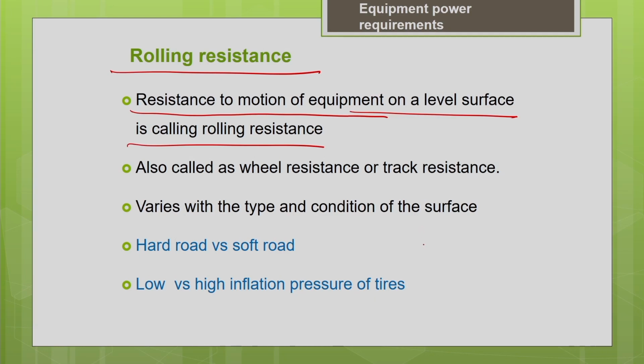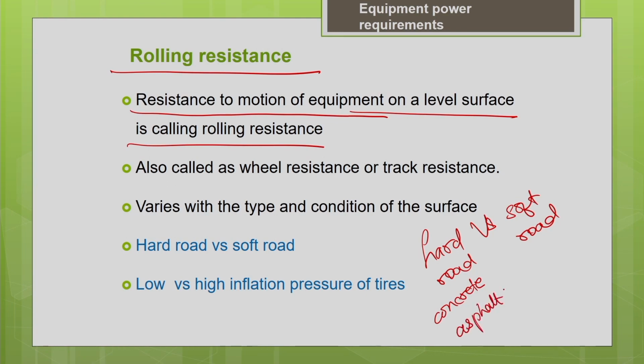Basically, we can compare the rolling resistance between a hard road and a soft road. Hard roads, like your concrete road and your asphalt, are examples of hard roads. Your earthen roads are soft roads. Earthen roads vary a lot. It depends upon how you maintain and prepare them. If you are properly compacting the earthen roads and maintaining the optimum moisture content, it can even give you better performance equivalent to hard roads. This will vary a lot depending upon the weather conditions and what type of drainage you have provided for the earthen roads.